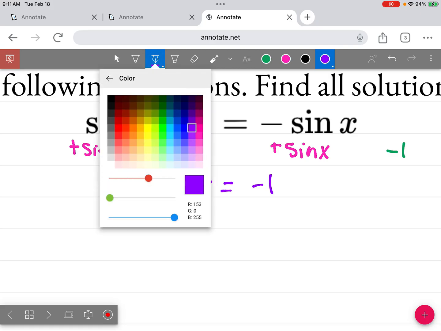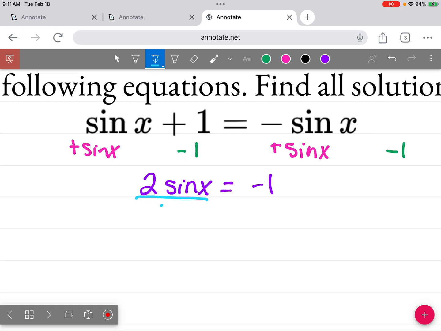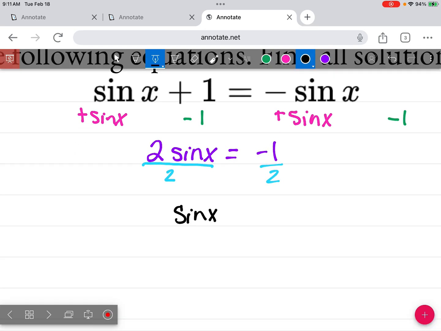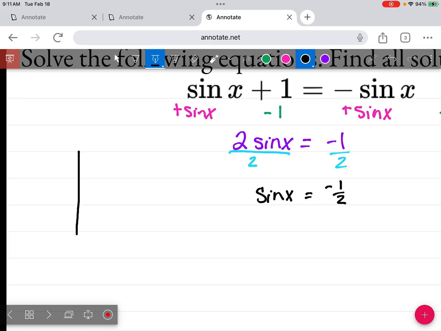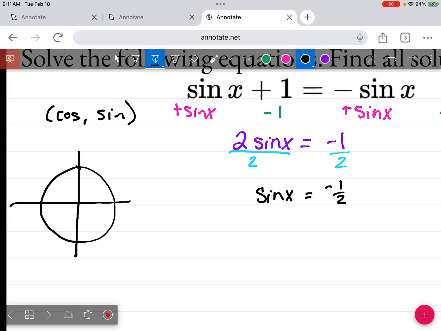Divide by 2. I want that sine by itself because I know the unit circle values for sine much easier than I know them for 2 sine. So we're going to get sine of x is equal to negative 1/2. So again, then we're going to think about our unit circle. Cosine and sine, so now we're thinking about our y values. Which angles are going to have a y value of minus 1/2? Pi over 6. Yes. Well, it'll have a y value of 1/2.